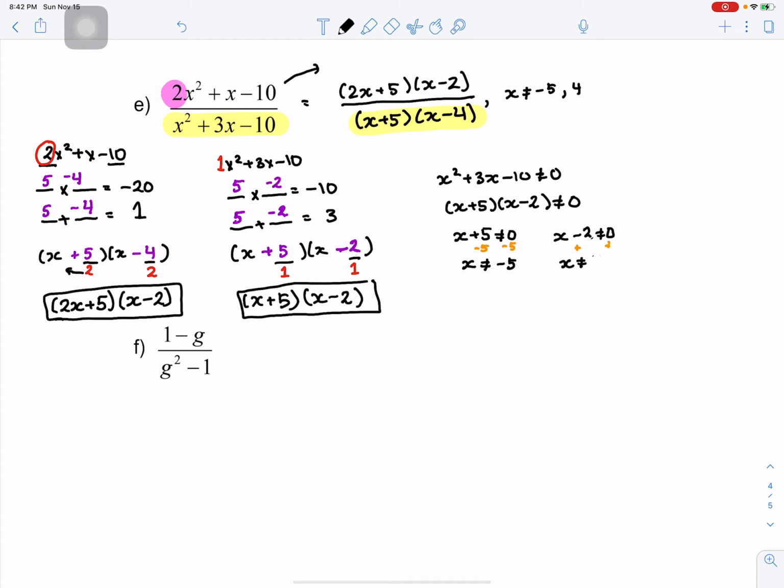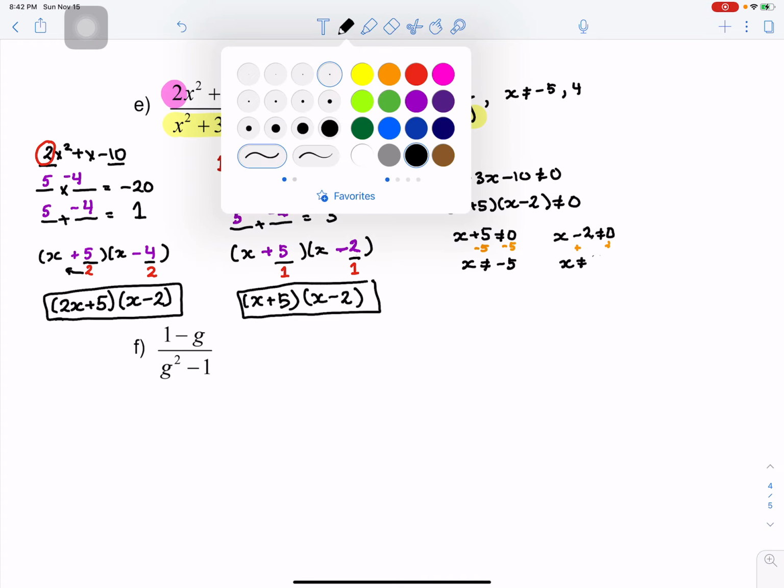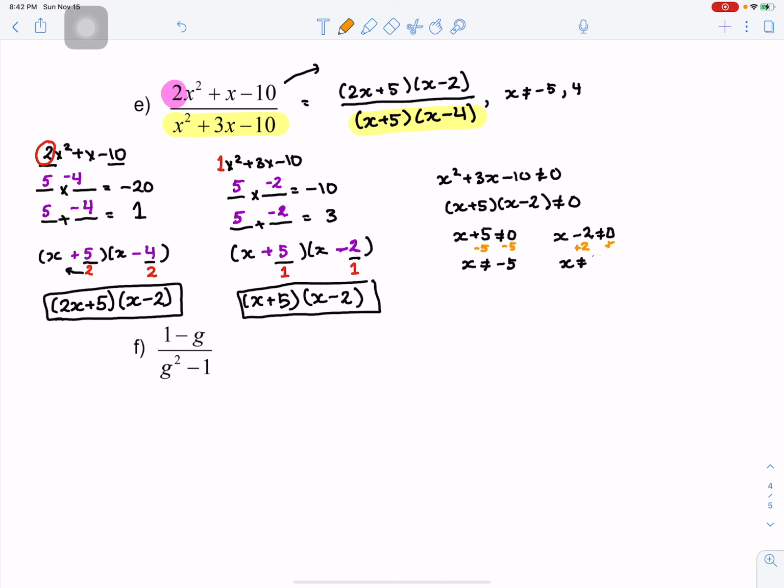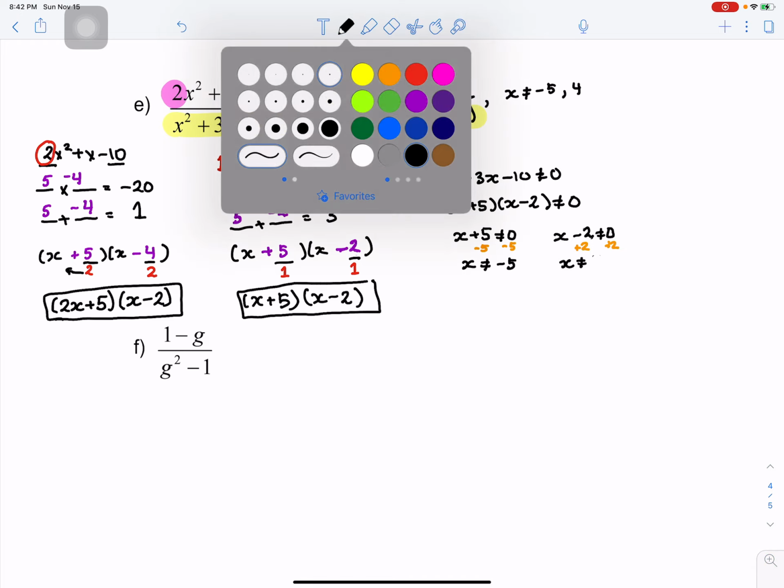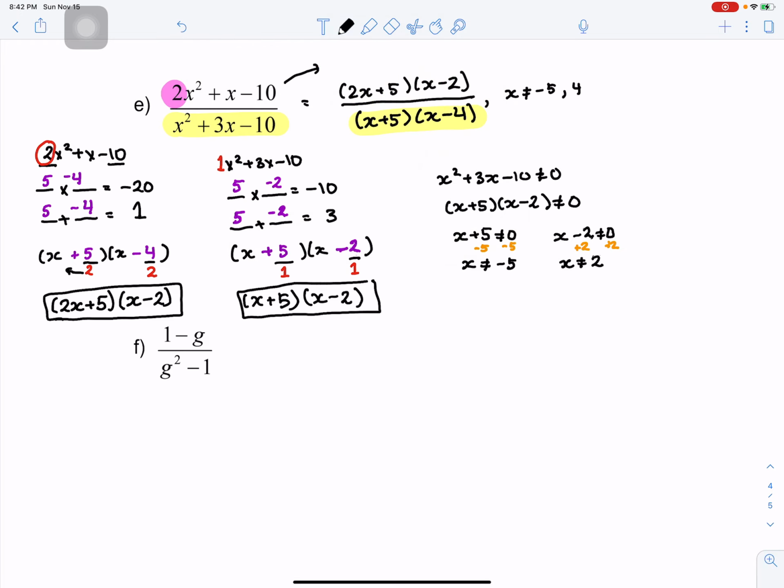X minus 2 cannot equal 0. I'm going to add 2 to both sides. X cannot equal positive 2. And x cannot equal negative 5. And then again, I need to correct this one.